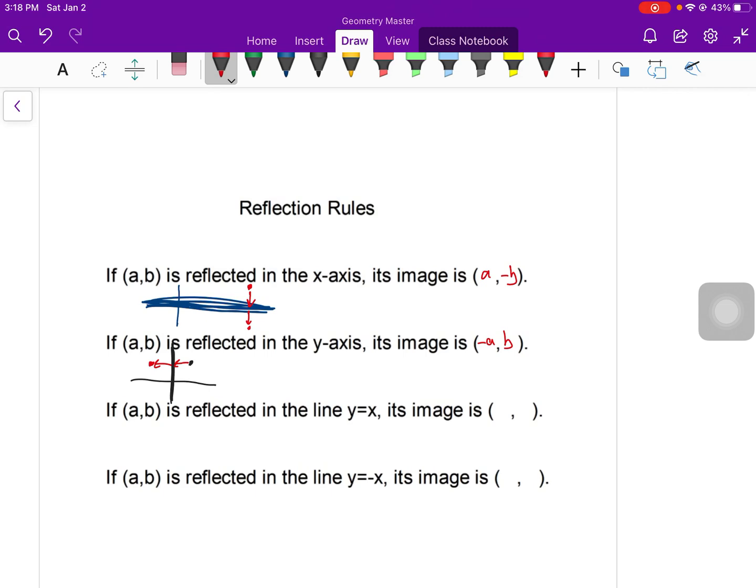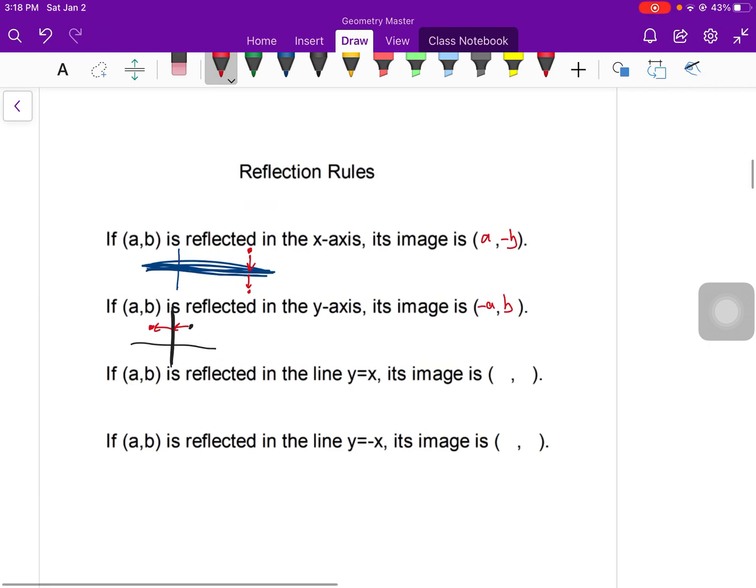So the first one, reflecting in the x-axis, just means reflecting across the x-axis. X value doesn't change. Your y value is changing between positive or negative. If I'm reflecting in the y-axis, just across the vertical y-axis, then my x value is going from positive to negative, or negative to positive, and the y value does not change.